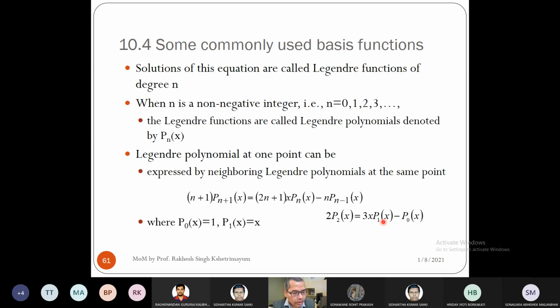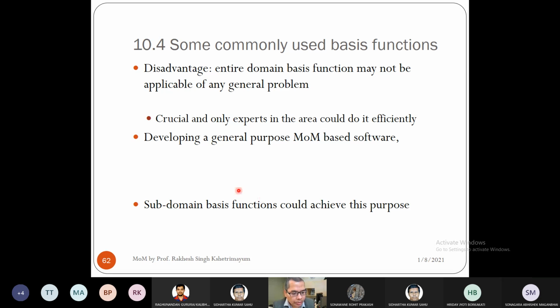So the problem with this entire-domain basis function is that you have to be an expert in electromagnetic fields and you should be able to guess. For example, let's say you have a problem and beforehand you have to say that the solution would be like Legendre polynomials, or let's say Chebyshev polynomials. You should be able to tell what the solution is beforehand. That is very difficult for persons who are starting with MoM techniques, and only an expert can do that. If you do that, then it becomes very powerful. It's very fast. Only one element is there.